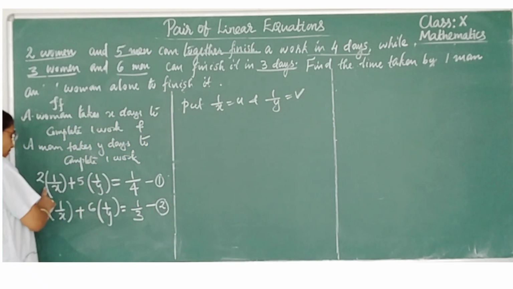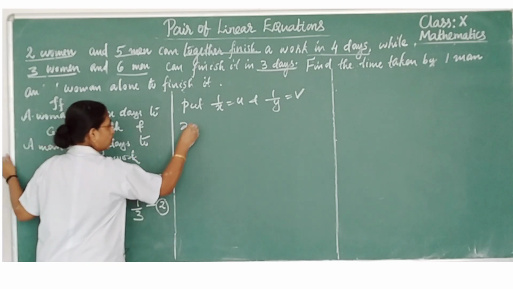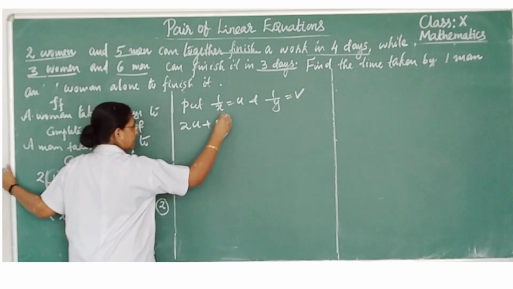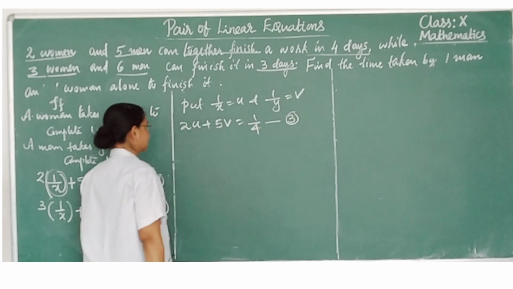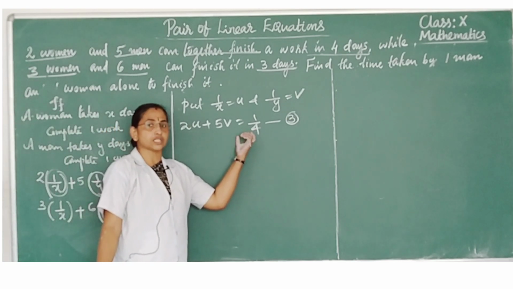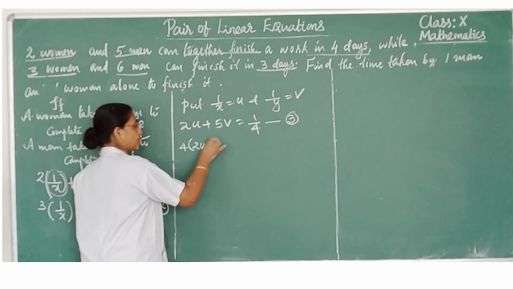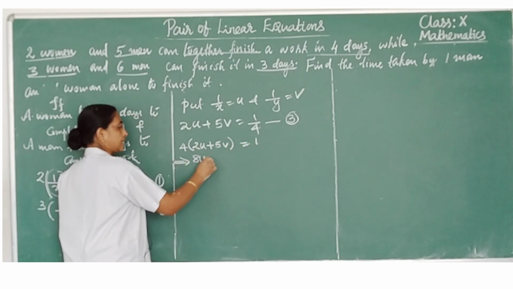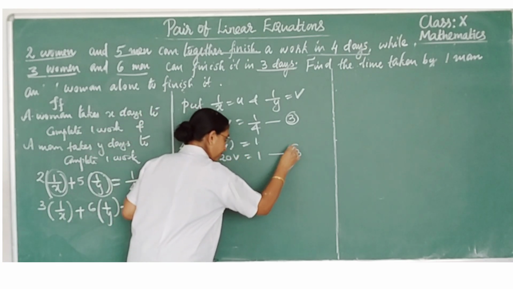Okay, we can transform that 1 by X when substituting as 2U, 1 by X is U, so 2U plus 1 by Y is V, so 5V equals 1 by 4. This is your equation number 3. For easily solving this equation, we can make a cross multiplication. So 4 into 2U plus 5V equals 1, which implies 4 into 2 is 8U plus 5 into 4 is 20V equal to 1, the same equation number 3.